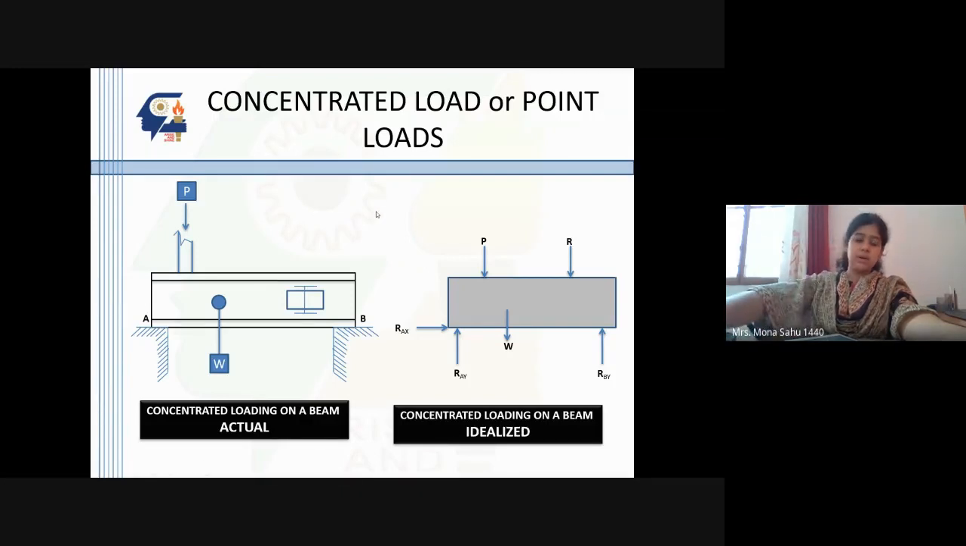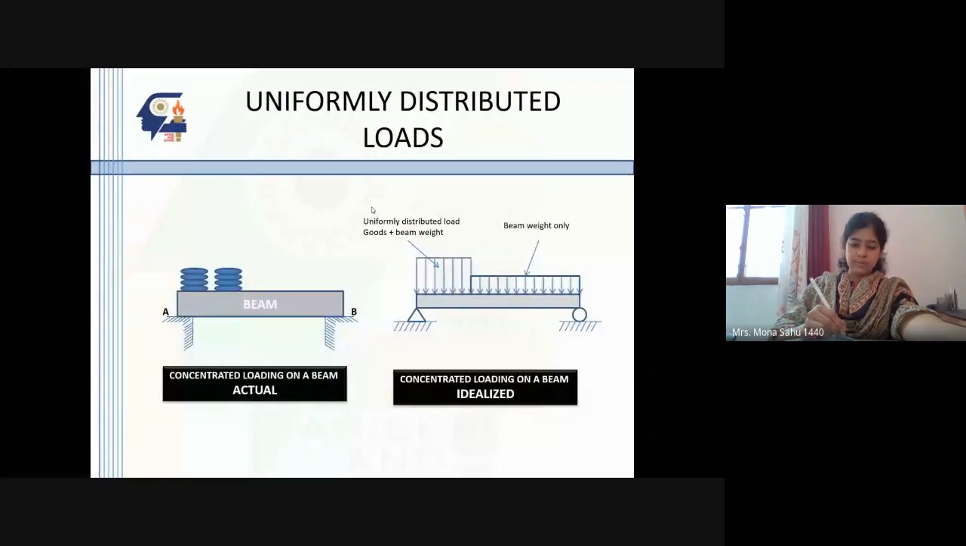This is the sixth point. Point number A and the sixth point is the point load. And then you have the uniformly distributed load. Please write the point down: uniformly distributed load. I will explain it later.